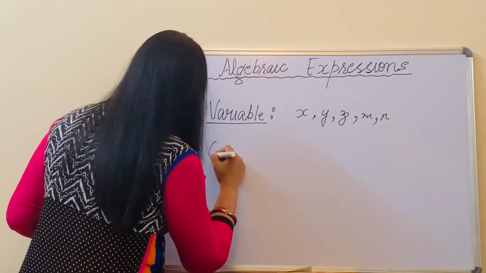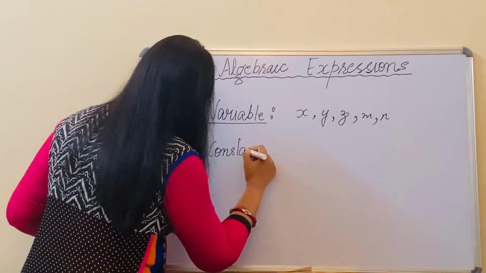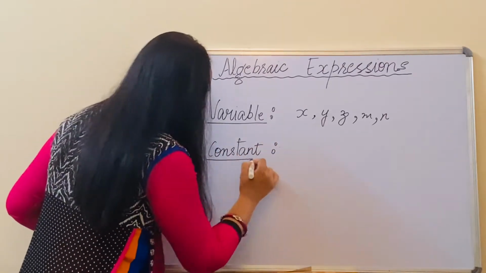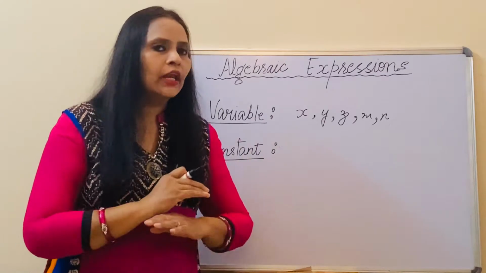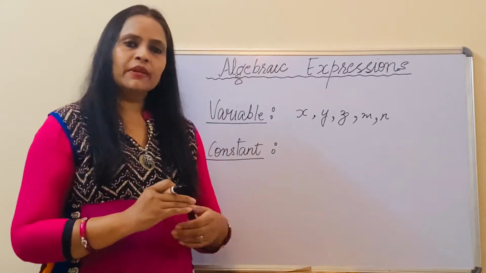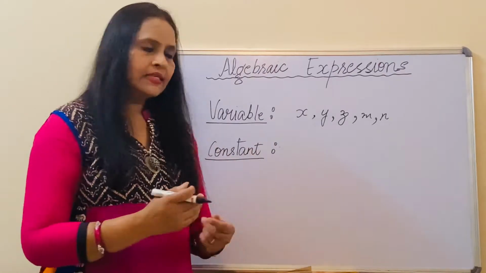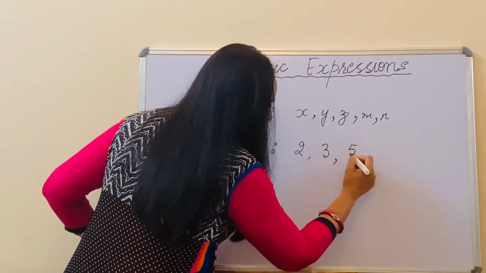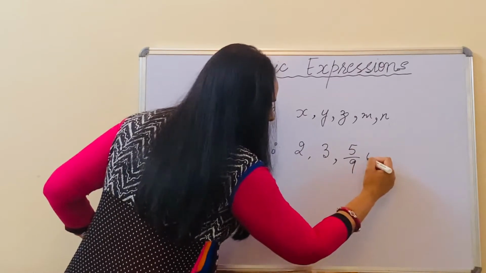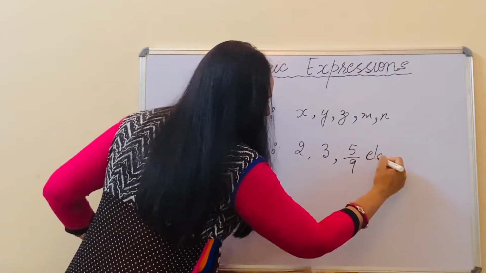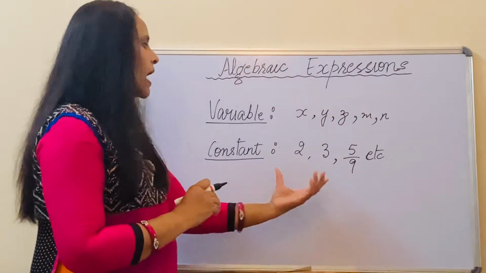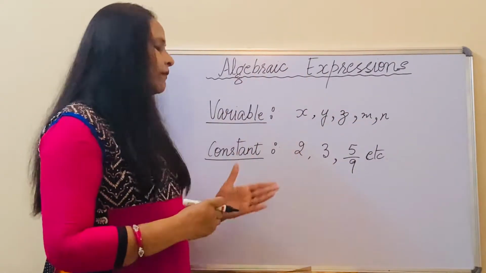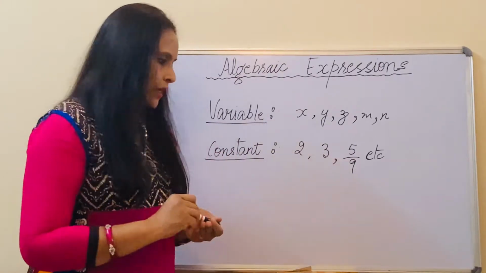Another term I have used is constant. Now what is a constant? Constant means something whose value cannot be changed in an expression. The value remains the same. For example, 2, 3, 5 by 2, 5 by 9 and so on. So these are the constants. Now we understand what algebraic expressions are, what variables are and what a constant is.